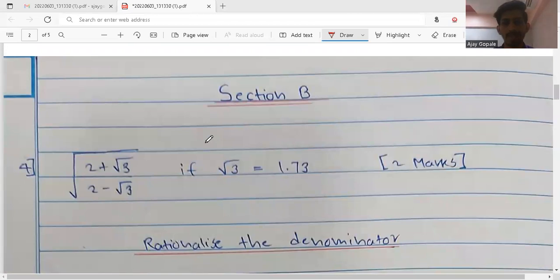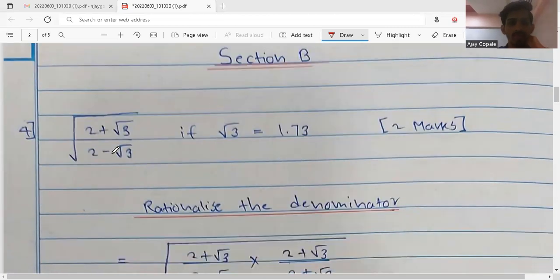Coming to the next question, that is question number 4 of number system, section B. The question is (2 plus root 3) upon (2 minus root 3), if root 3 is given as 1.7. Now this question is of 2 marks.